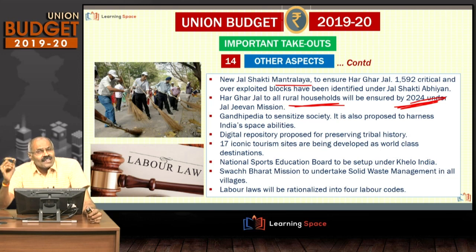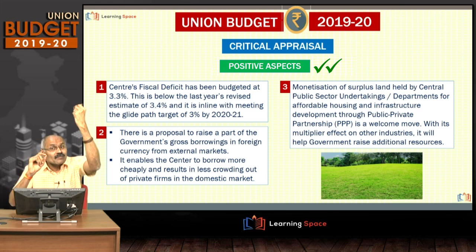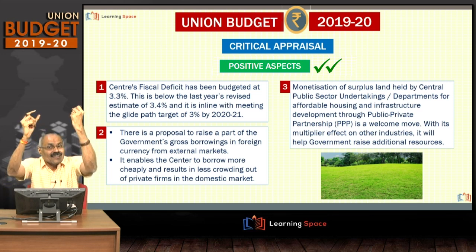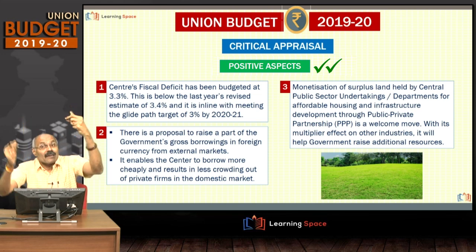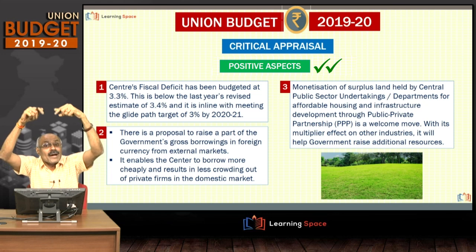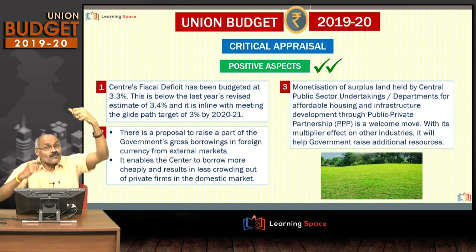And friends, for the next 10 minutes, let us look at the critical appraisal. Friends, there are a number of positive aspects, but one important aspect is that the government relied more on the private sector to give thrust to the growth momentum. But the private sector is bogged down by its own problems. So at this juncture, the private sector may not be in a position to kickstart the growth momentum. So let us move on one by one.